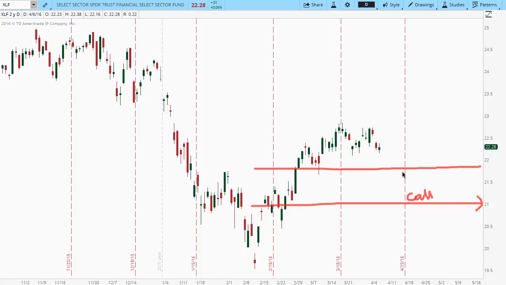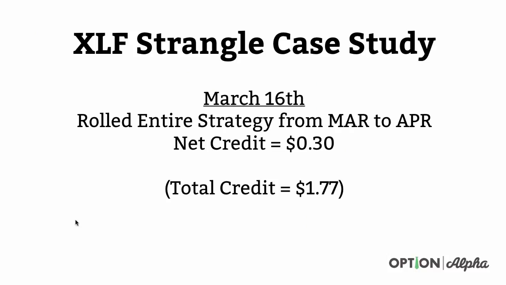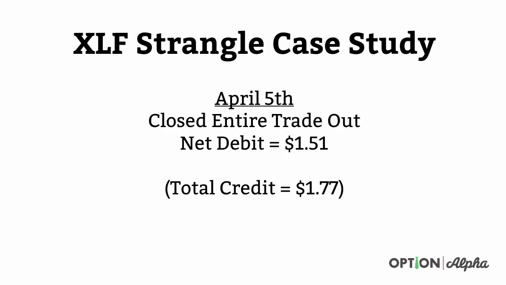So if the stock went all the way to expiration, it would really need to be down here for us to be making money back on this trade. But we got a nice move down in implied volatility during that time period. And what we ended up doing on April 5th, so we ended up holding the trade for another 25 days beyond rolling it, and on April 5th, we closed out the entire trade for a net debit of 1.51. Remember, our total credit was 1.77, so closing out the trade and buying it back for less than our net credit left us with a nice profit at the end of the day.